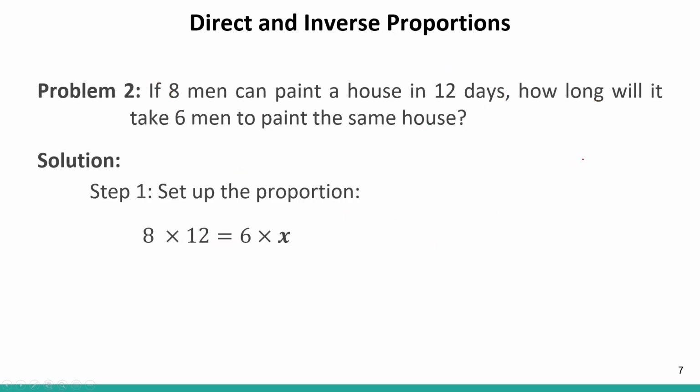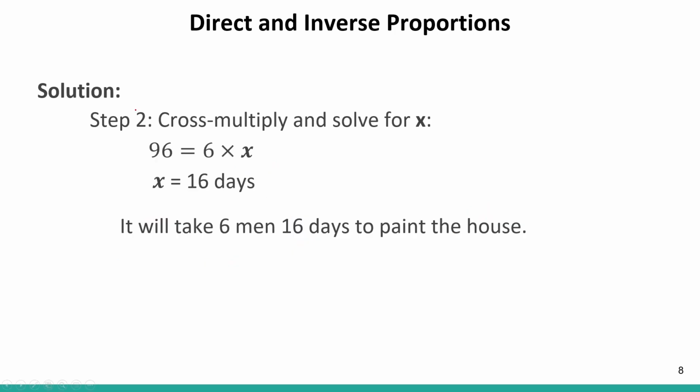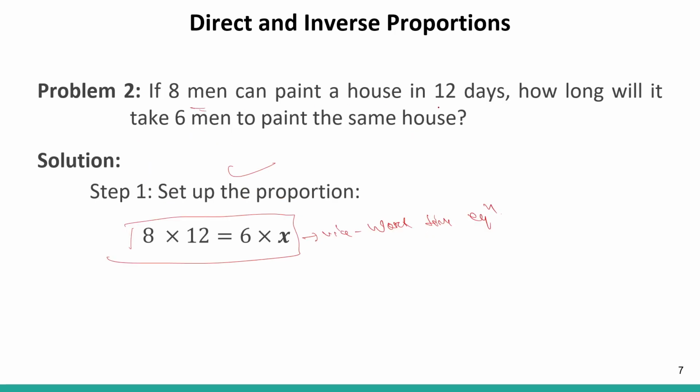Let's see the step-by-step solution. Setting up the proportion, that is 8 into 12 is equal to 6 into x, by the work time equation. Again, cross multiplying and solving for x, we are left with 96 is equal to 6 into x, or t, whatever you want to call it. So x is equal to 96 by 6, which is nothing but 16 days. So it will take 16 days for 6 men to paint that same house that has been painted by 8 men in 12 days. This is the correct answer.